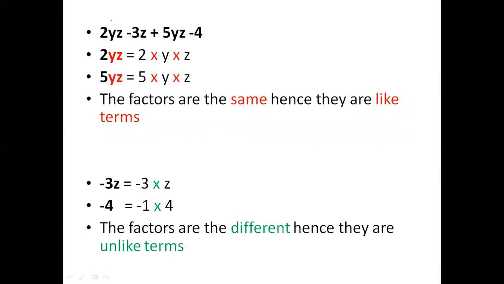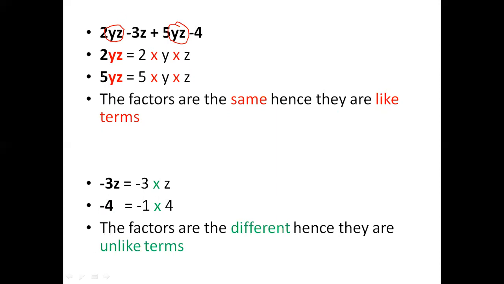Now we have this expression: 2yz minus 3z plus 5yz minus 4. Now we see that we have 2yz and here also we have 5yz. So what I do is I group them together and I find the factors. It is 2 multiplied by y multiplied by z, and 5yz is equal to 5 multiplied by y multiplied by z. And I see the factors are the same and hence they are like terms.